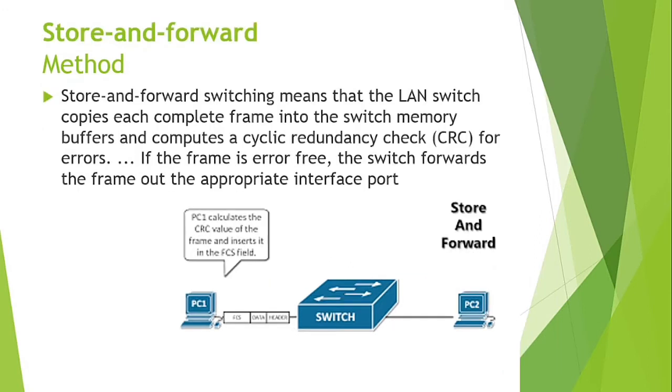The next is the store and forward method. Store and forward switching means that the LAN switch copies each complete frame into the switch memory buffers and computes a cyclic redundancy check, or CRC, for errors. If the frame is error-free, the switch forwards the frame out the appropriate interface port. So store and forward addresses the weakness of cut-through, meaning that PC1 sends it to the switch, which checks for errors, then forwards it to PC2. That's what it means to store and forward.